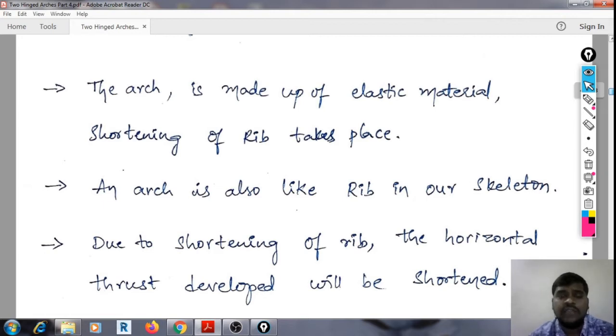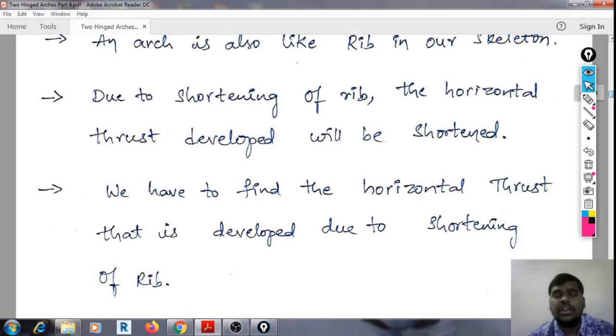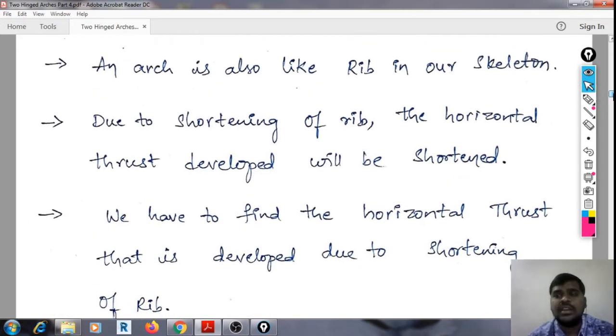How does the shortening of rib take place in our body skeleton? Due to shortening of rib, the horizontal thrust developed will be reduced. That means the value of the reaction of the horizontal thrust will be less when compared to a typical arch without yielding. Next, we have to find the horizontal thrust that is developed due to shortening of the rib. The formula we have to find.